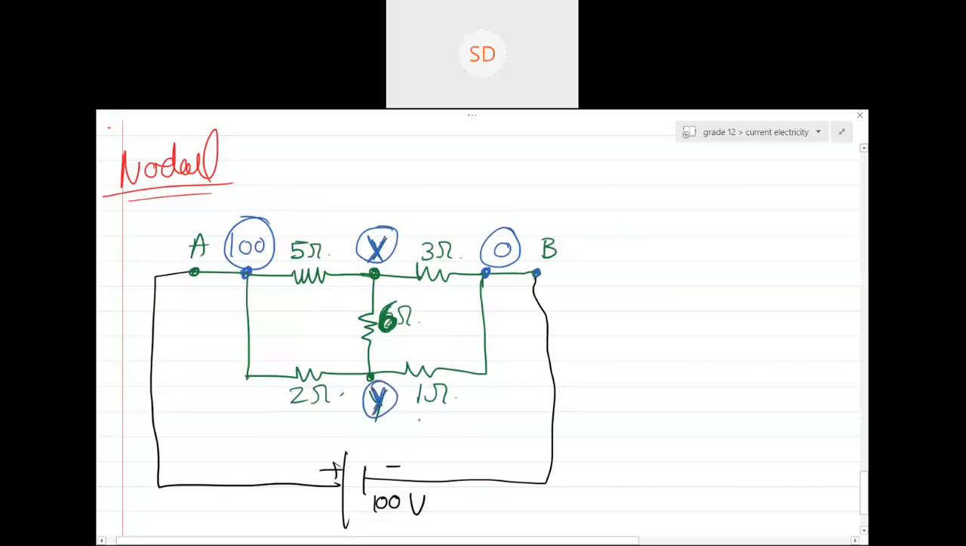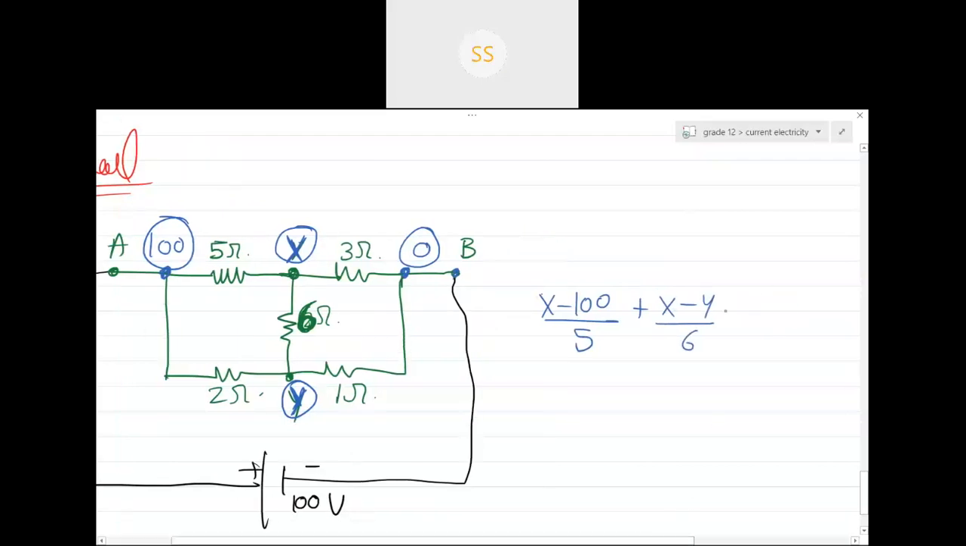So can you see 100, X again? Now, how many variables can you see? 2. So can you make the nodal equation? Yes. Navina, please make the equation. Yes, sir. The total outgoing current from X will be (X minus 100) by 5 plus (X minus Y) by 6 plus (X minus 0) by 3 is equal to 0.